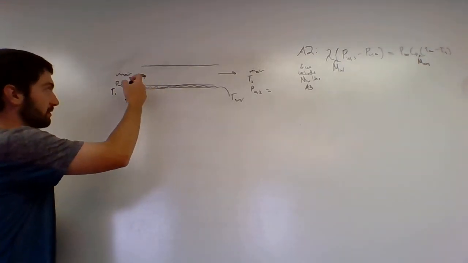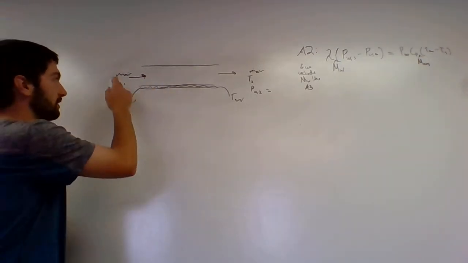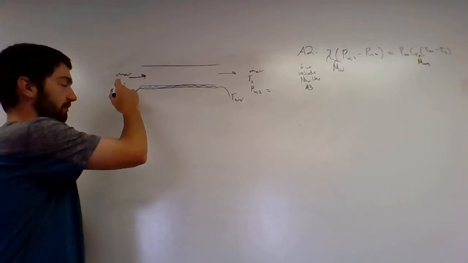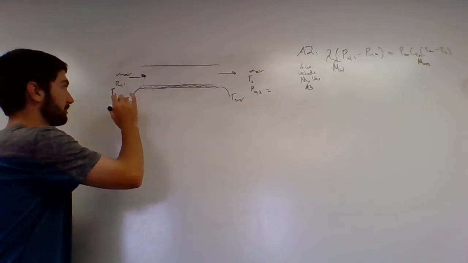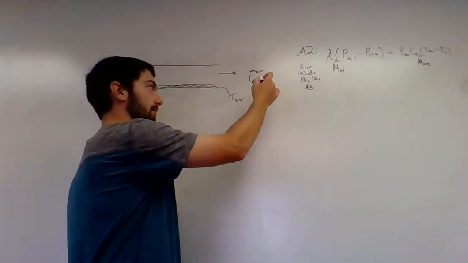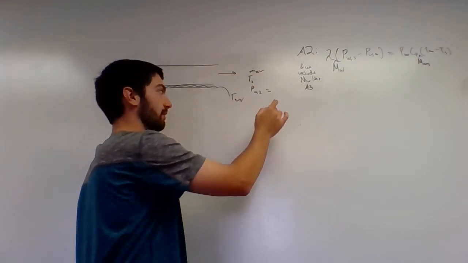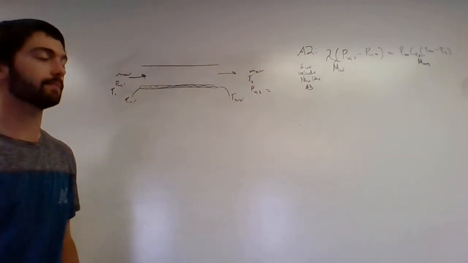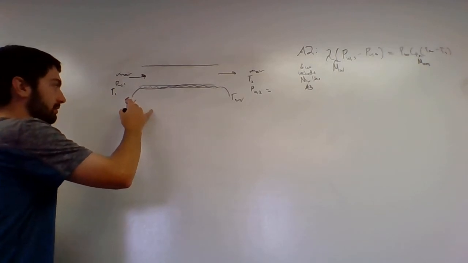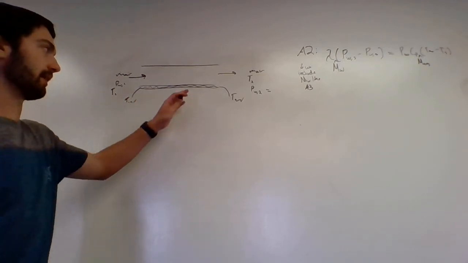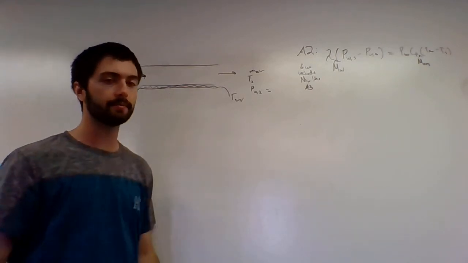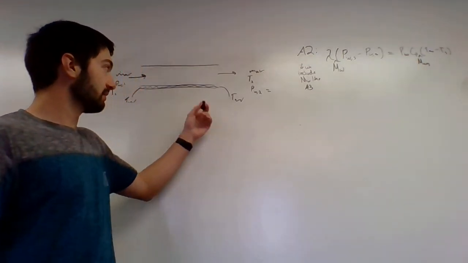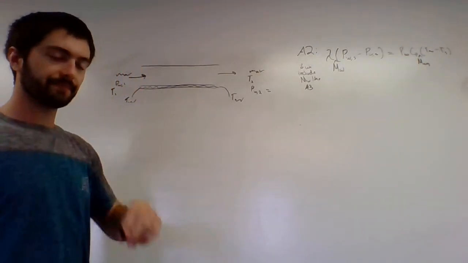This stream of air has a few variables we want to keep track of: the mass flow rate, the partial pressure of water going in, the temperature going in, the mass flow going out, the temperature going out, and the partial pressure of water going out. For this stream of water, all we really need to know is that it's kept at a constant temperature. We'll call it TW.